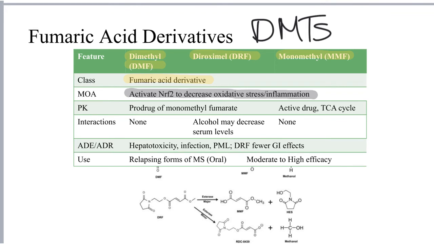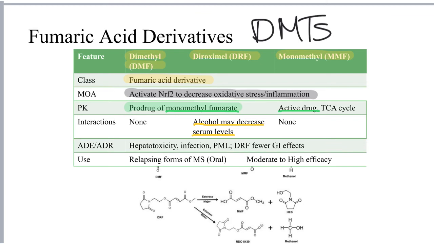Dimethyl fumarate and diroximel fumarate are both prodrugs. They are converted to the active substance monomethyl fumarate once inside the body by esterases. In contrast, monomethyl fumarate is already in its active form, and it is metabolized to inactive substances by the TCA cycle. These agents do not have significant drug-drug interactions, although alcohol may decrease serum levels of diroximel fumarate specifically. The main difference between the three drugs is the way in which they are metabolized.